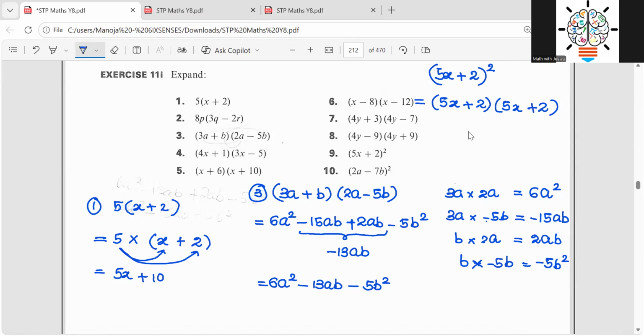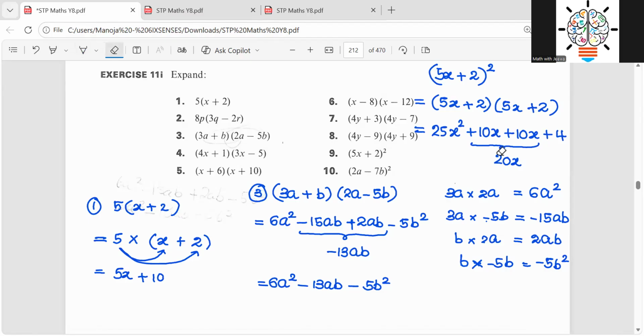So this is the additional step you have, children. The rest, the same way you did. 5 times 5, 25. x times x, x squared. 5x times 2, 10x. 2 times 5x, 10x. 2 times 2, 4. So the 10x and 10x, it is 20x. Right? 10x and 10x, it is 20x.